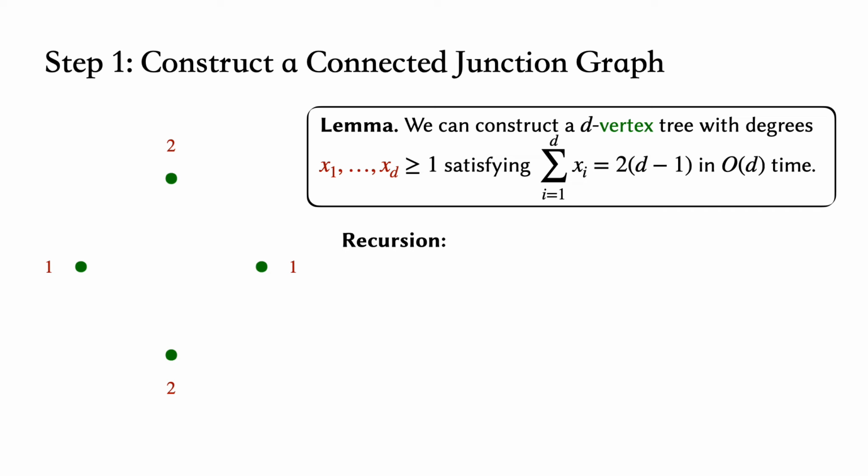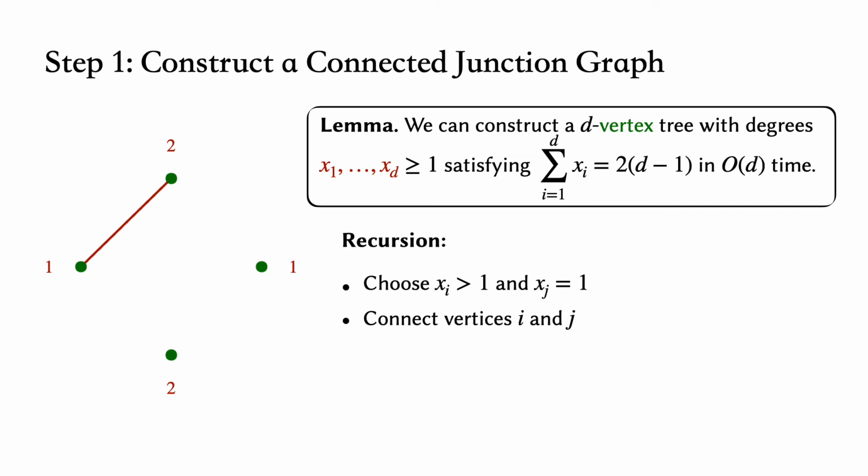The algorithm is as follows. In each step, we choose 2 vertices, one with degree greater than 1 and the other with degree 1. This is always possible given a restriction on the degrees, which implies that their average value is strictly between 1 and 2. We connect these vertices with an edge and then decrement their degree counts. And we'll repeat this procedure until we arrive at the base case.